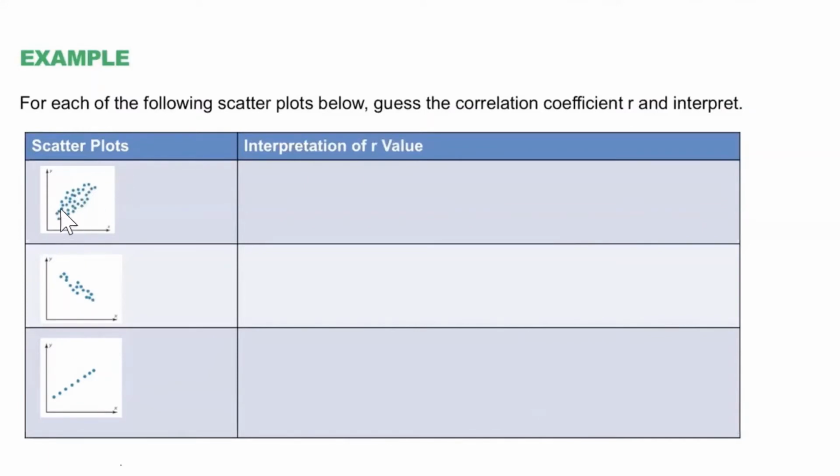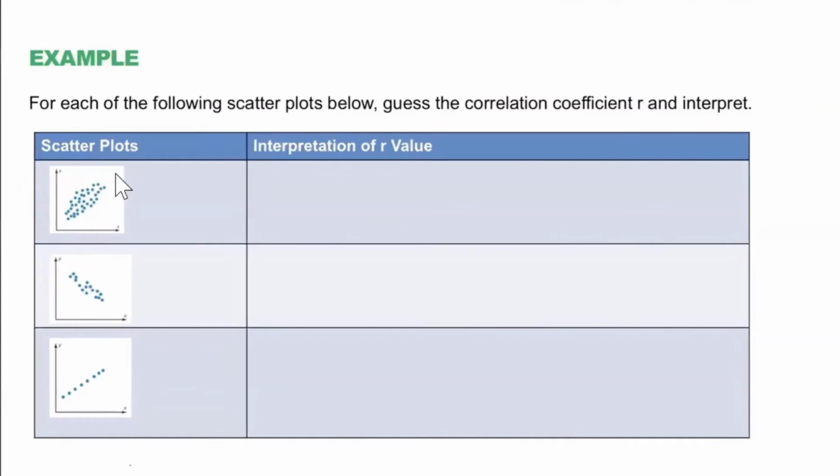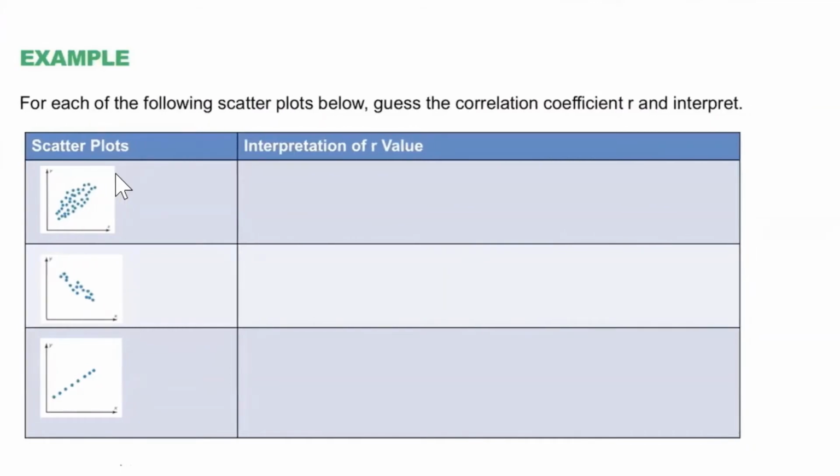Doesn't look like it. Okay, so not really. Sort of, not perfectly, right? So if it is not perfectly, it is not +1, but what can you guess about the R then? You cannot say +1 because it is not perfectly 1. So what could be the value of R?